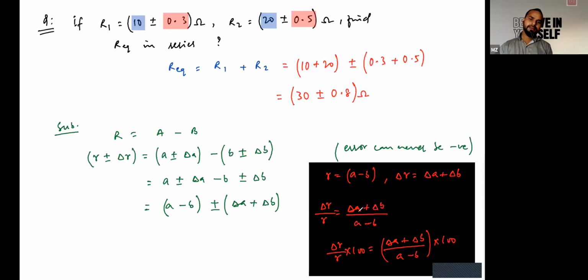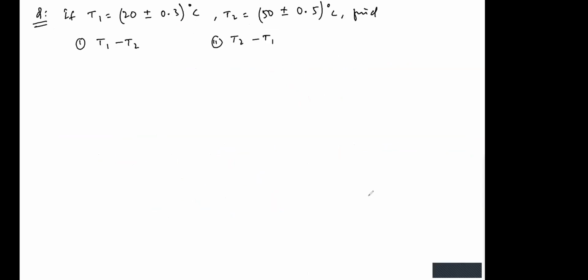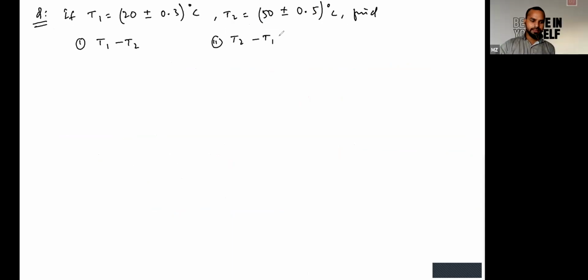Just see this result. While subtracting, true part gets subtracted with true part, but error will always be added. Okay. So from this, you can say in first part, we have true value as 20 and we have true value as 50. So while subtracting, it will be 20 minus 50. That would be minus 30. And plus minus error part, which will always be added. So it will be 0.3 and 0.5, 0.8 degrees Celsius. Is it clear?